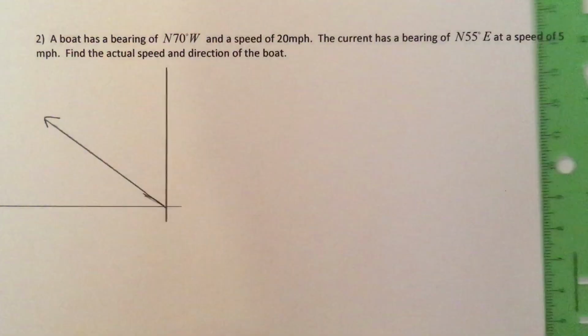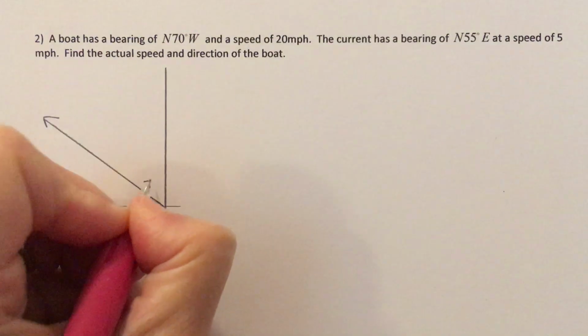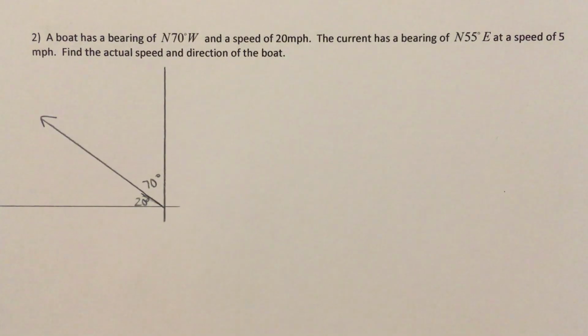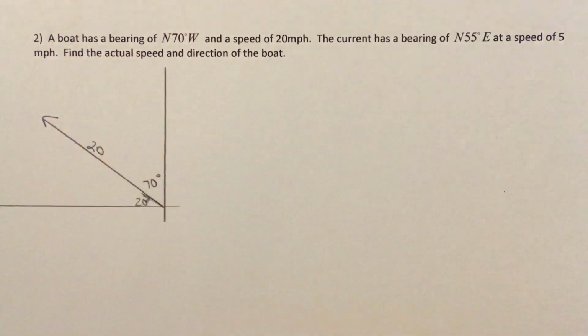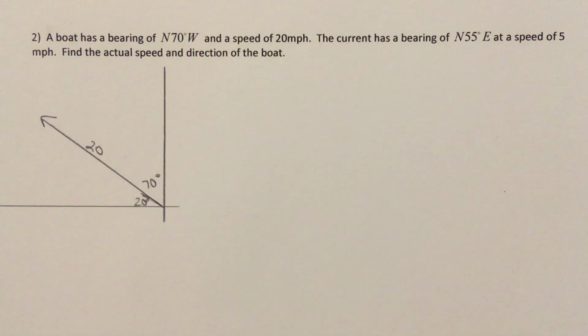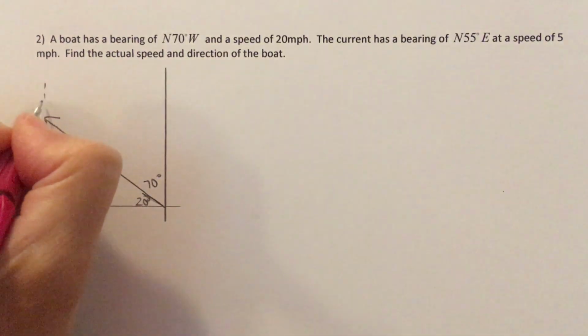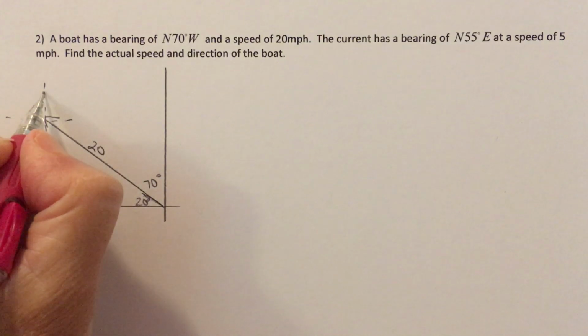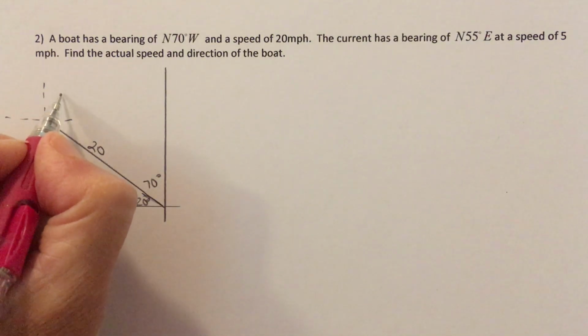Okay, so this would be 70 right here, and this would be my 20. And then it says that has a speed of 20, so that's my magnitude. And then it says the current has a bearing of north 55 east. Don't forget you have to do that from the tip right here. So north, and then 55 east.